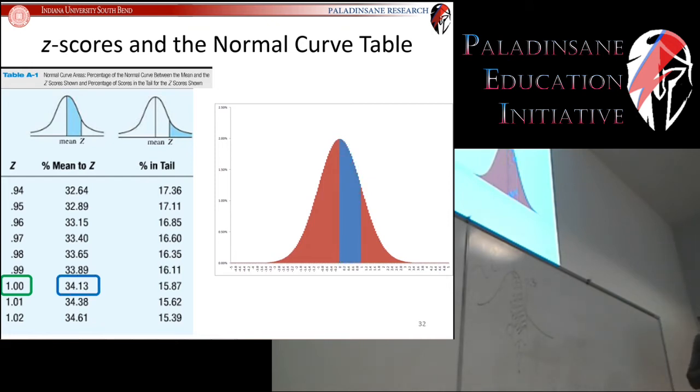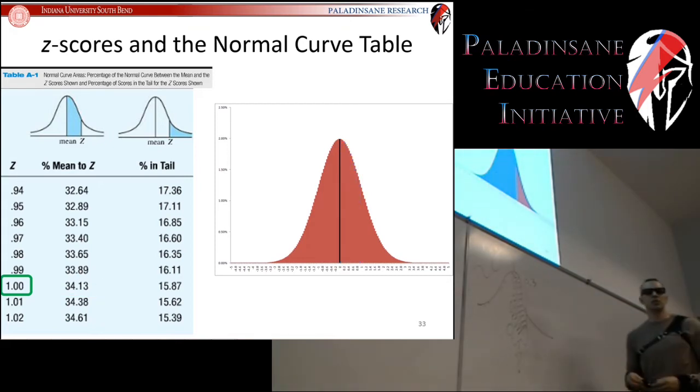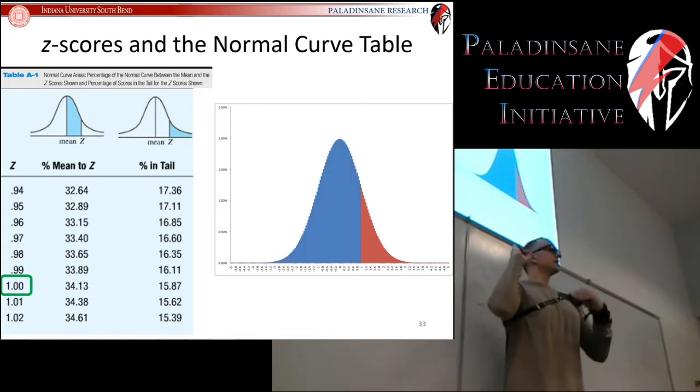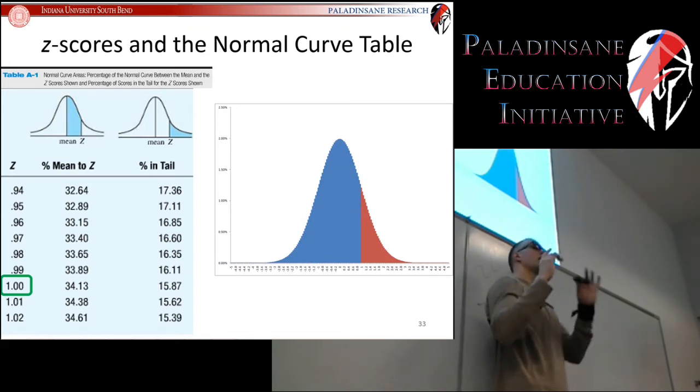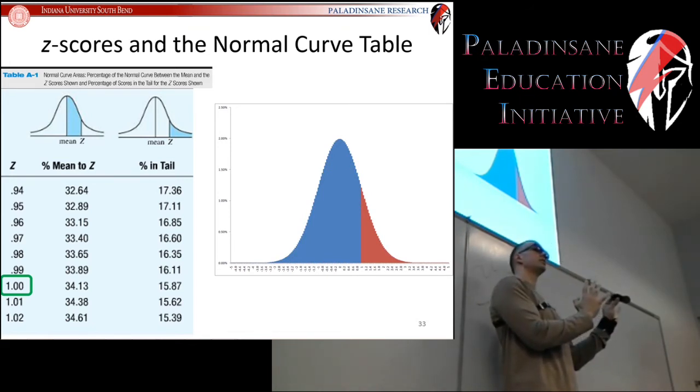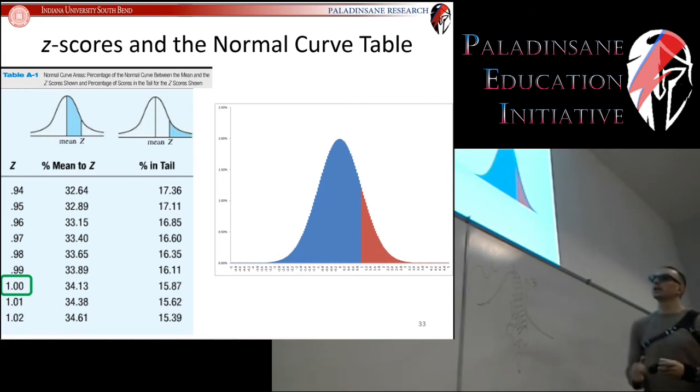And then finally, if we're looking for below a z-score of 1, first thing, realize there's no column for that. There's no column for when the area that you're interested in is greater than 50%.